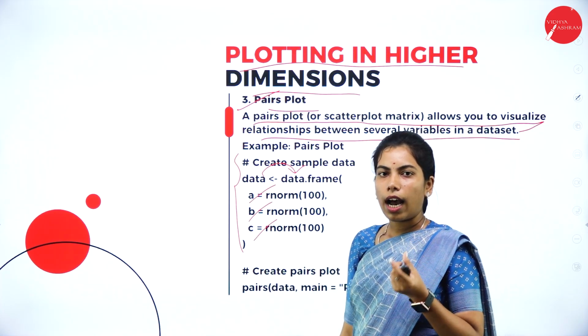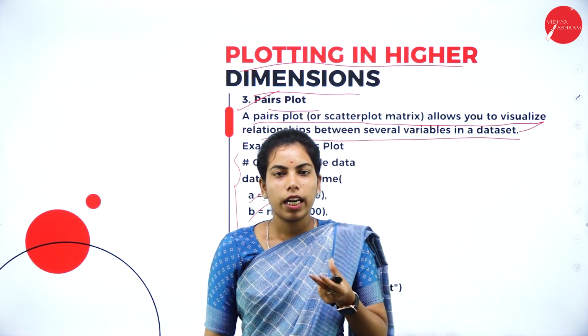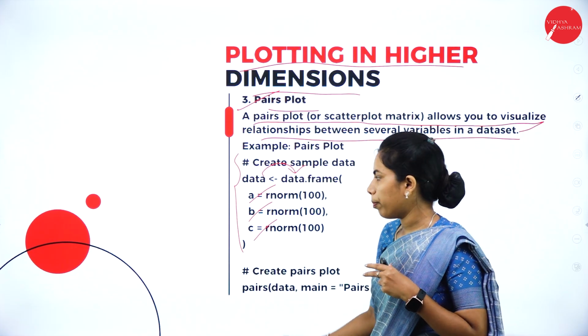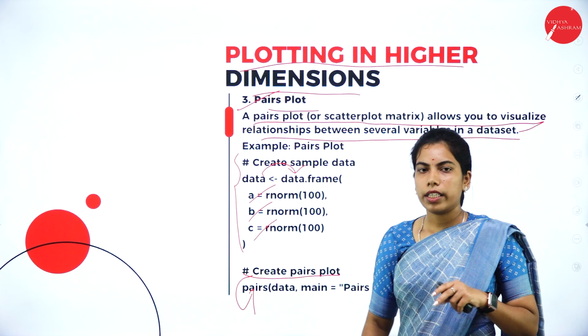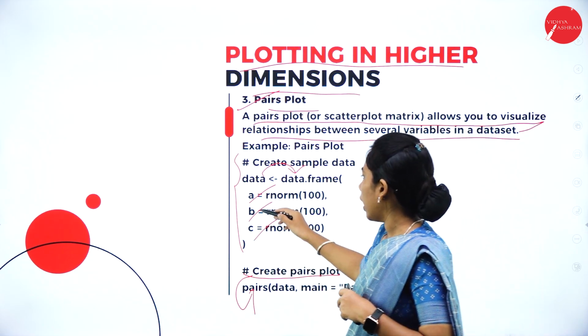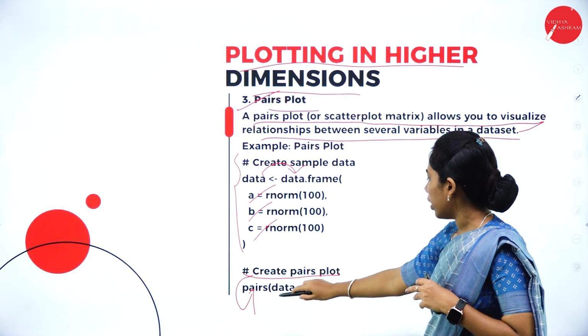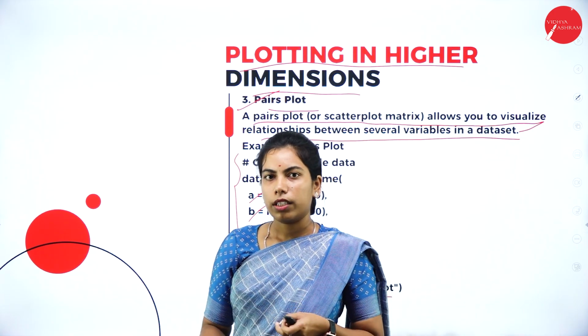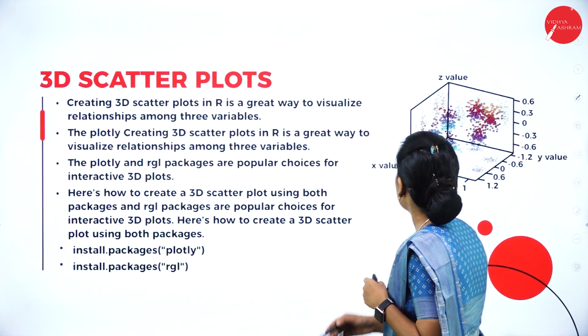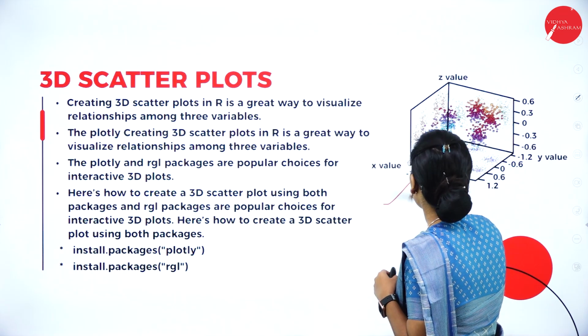Here A, B, C. So use rnorm, which is again random normal for probability, and create a pairs plot. Call the pairs function. It creates pairs of A, B and also B, C. So the data calls the pairs plot. The heading of the graph is pairs plot. Got it now? So here you can see one visualization. This is the pairs plot.